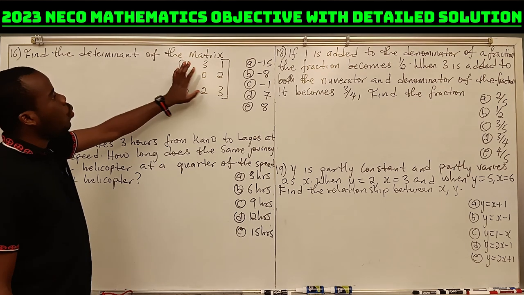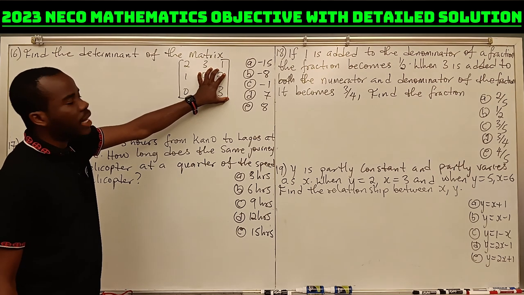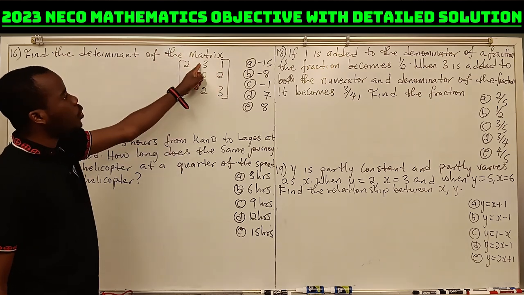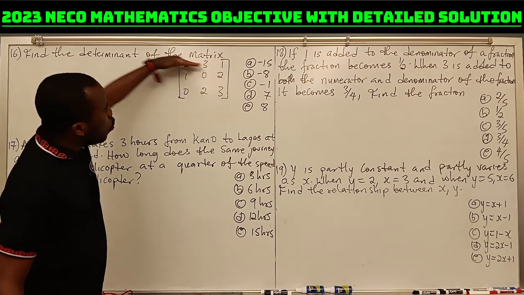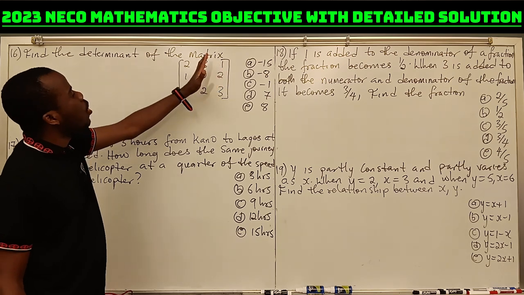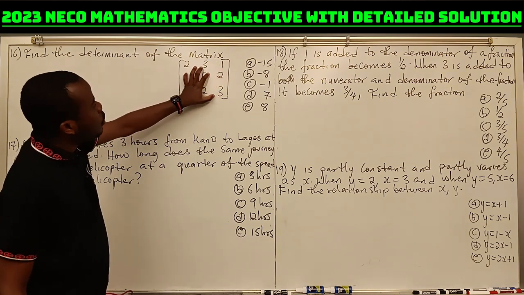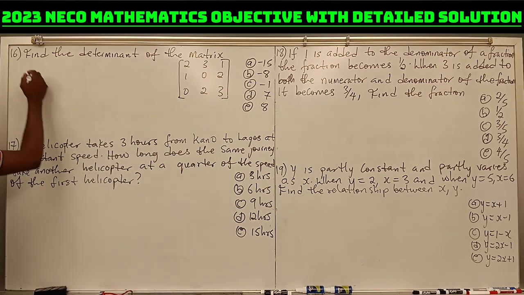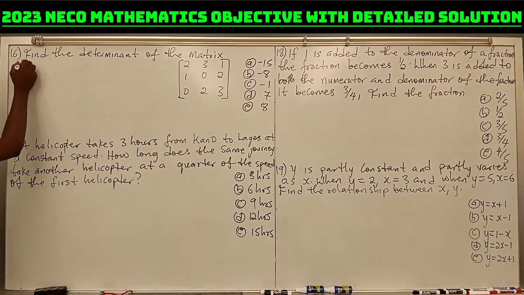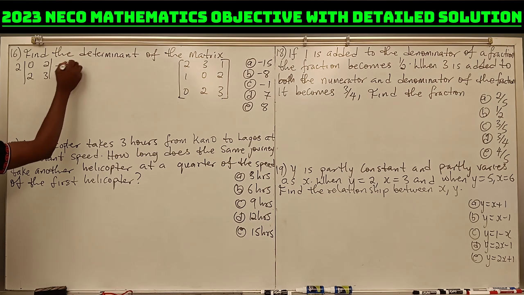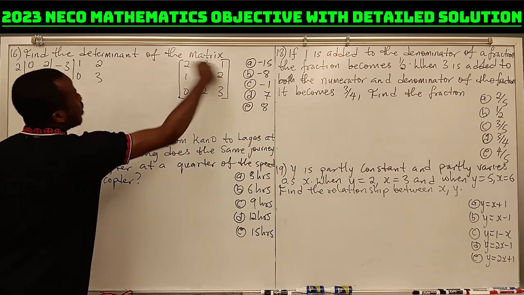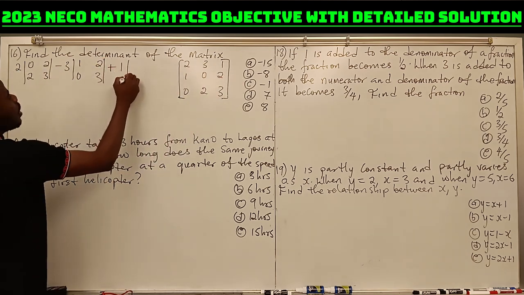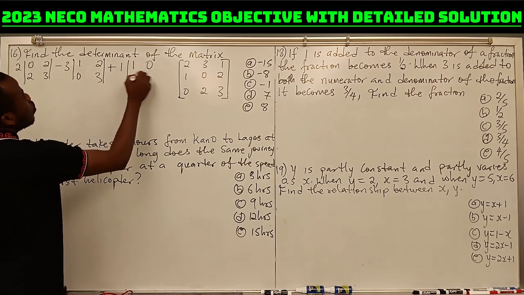We take the first entry, we multiply it by the matrix that is left when we delete its row and column, minus the second entry multiplied by its remaining matrix when we delete its row and column, plus the third entry multiplying its matrix when we delete its row and column. That's all. So the determinant is 2 times the determinant of [0, 2; 2, 3], minus 3 times the determinant of [1, 2; 0, 3], plus 1 times the determinant of [1, 0; 0, 2].